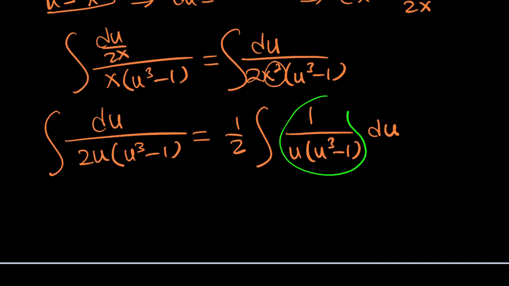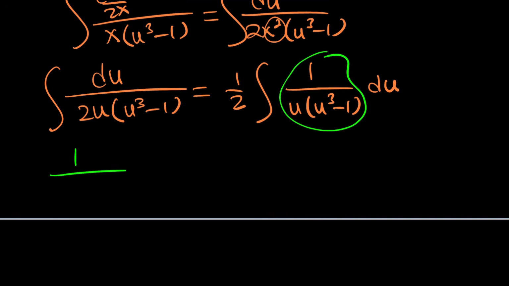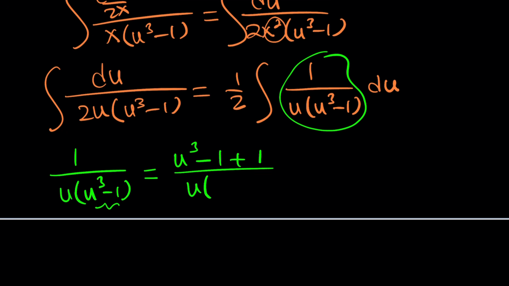So I'm going to take this expression and do a little bit of hocus pocus on it, okay? Ready? Now, we're going to write the numerator as u cubed minus 1 plus 1. My idea is basically the following. Instead of 1, I want to put something that contains this so that I can split it up, okay? Now, we can write it like this, and then split it up like this, right? Which makes sense, doesn't it?